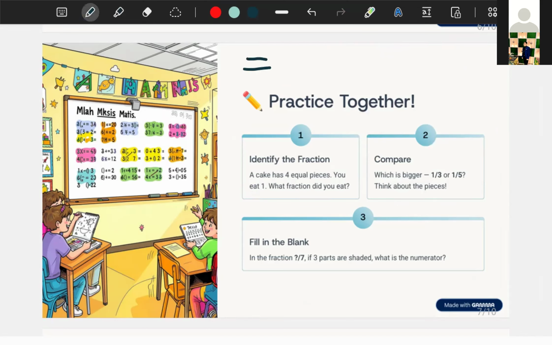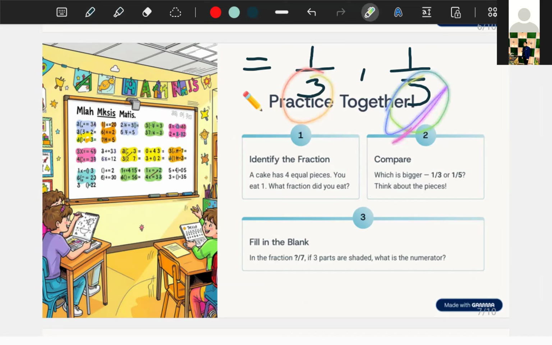So we know that there's 1 by 3 and 1 by 5. If you want to say which is bigger, we have to directly check the denominator. Whose denominator is bigger? 3 and 5. So 5 is bigger. If the denominator is bigger, the number is smaller. We know that. That means 1 by 5 is smaller than 1 by 3. 1 by 3 is bigger than 1 by 5 because in the denominator 3 is lesser than 5, and the greater the value of the denominator, the lesser the value of the fraction is.